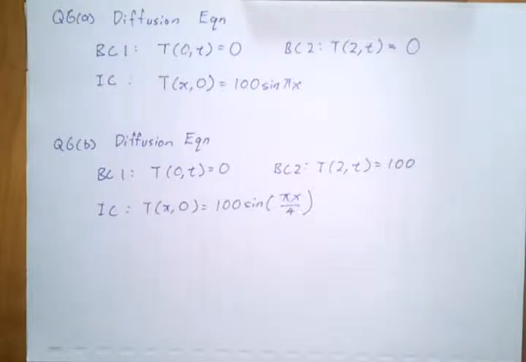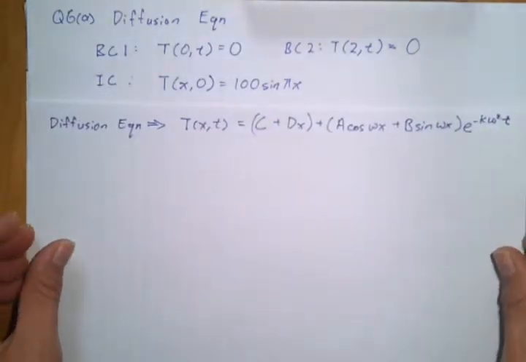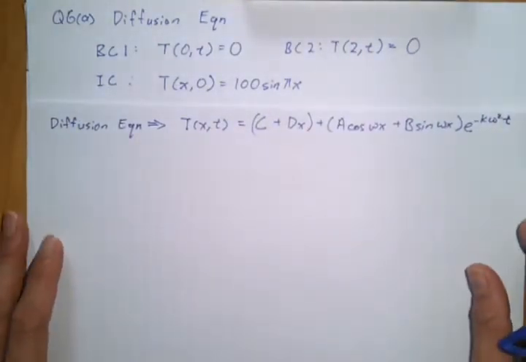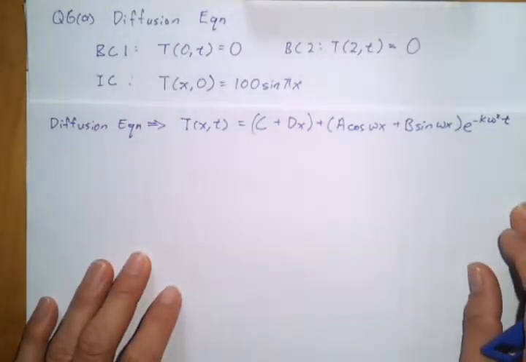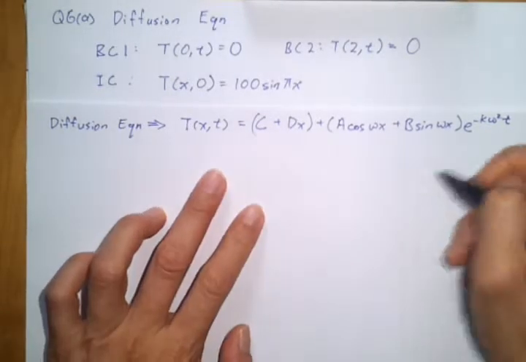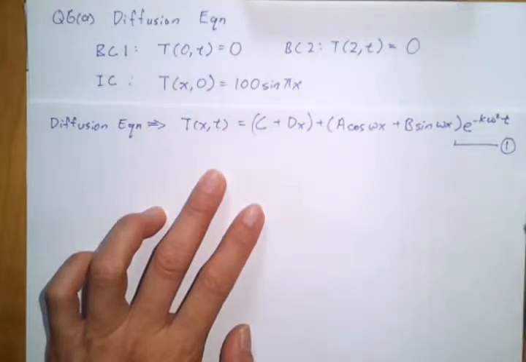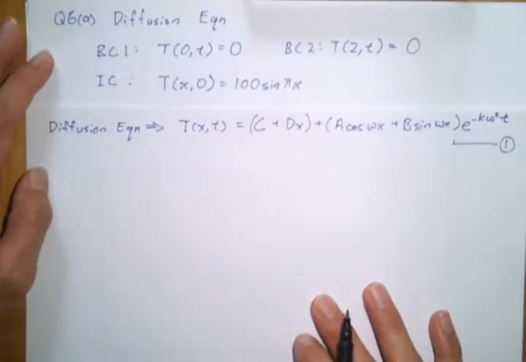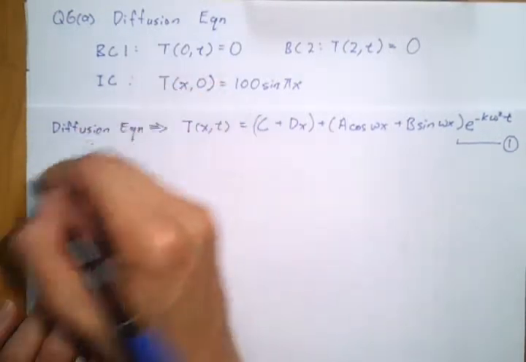Okay, let's start solving the question. Let's do 6a first. Alright. Since it's a diffusion equation, all I've done so far is just to copy the general solution from the formula sheet for the diffusion equation, and I'll call this equation 1. So as with other problems, I will start with the boundary condition.